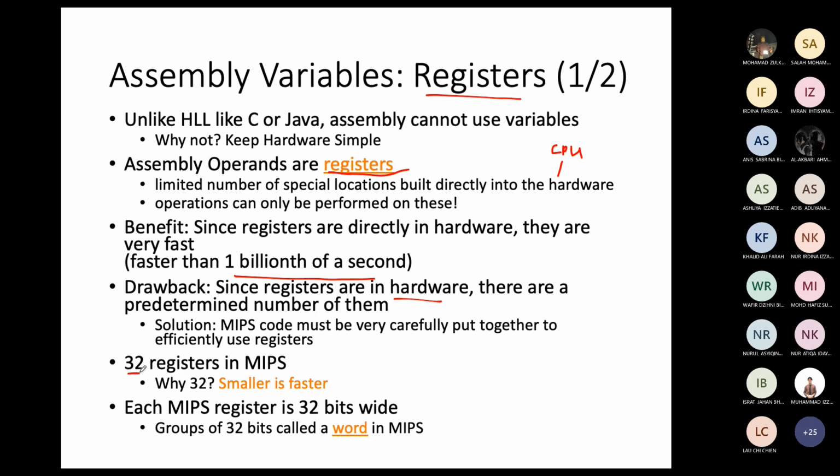Okay, so only 32 registers can be used in this MIPS assembly language. So why 32? It's because the smaller the number, the faster the execution can be operated. So they use 32 registers in MIPS. Another reason is that it's in base 2. So 2 power of 5 is equal to 32.